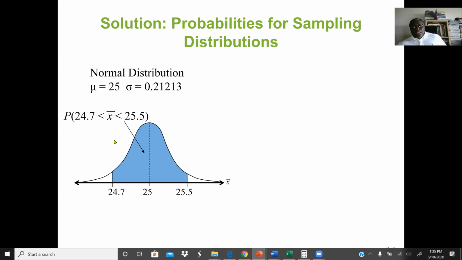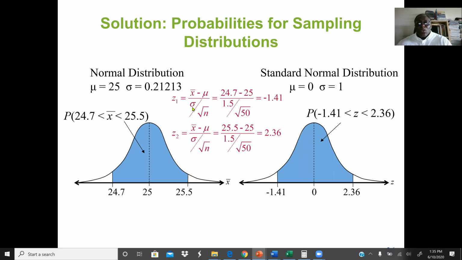So here we can say that the X bar will be between 24.7 and 25.5. And this is how we get it. First, Z1, which is the z-score, is the first sample mean minus the population mean over the population standard deviation divided by the square root of n. So we get 24.7 minus 25 divided by 1.5 divided by the square root of 50, which gives us negative 1.41.